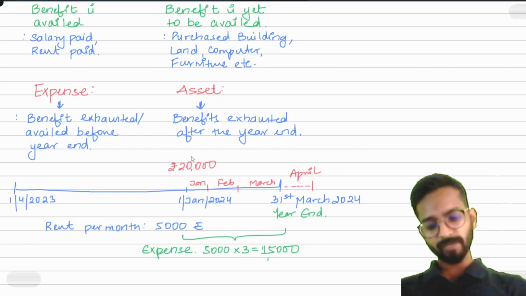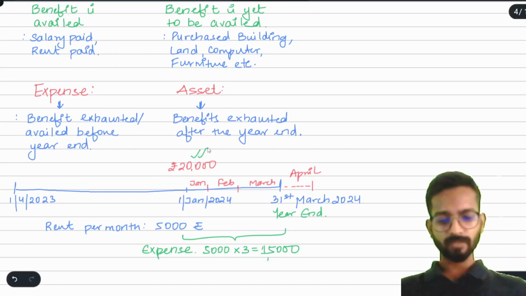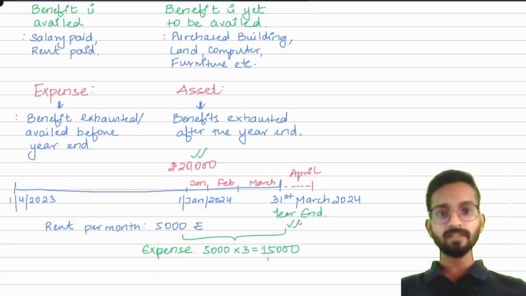But sir, you made a payment of 20,000 on 1st January. On 31st March, we have received only benefit for 15,000. It means I can still live in that building for an extra 1 month because I have made a payment of 20,000.